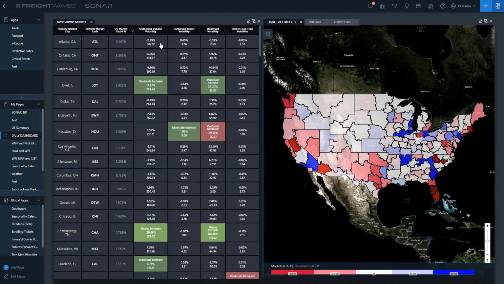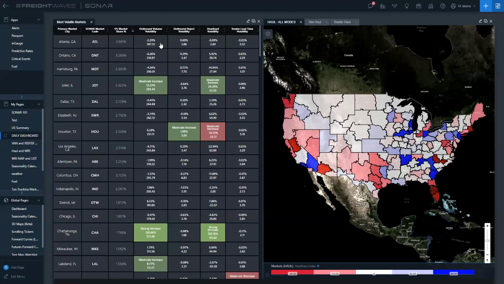Outbound volume is very important because it identifies freight flow. Is there more freight? Is there less freight? That's important to measure volatility in. Outbound rejections measure carrier sentiment. Are rejections increasing or are they decreasing? If they're increasing, that's something you need to be aware of to make the best decisions and understand that there might be price pressure. Head haul volatility is important to know where capacity sits. Is there more capacity, less capacity?